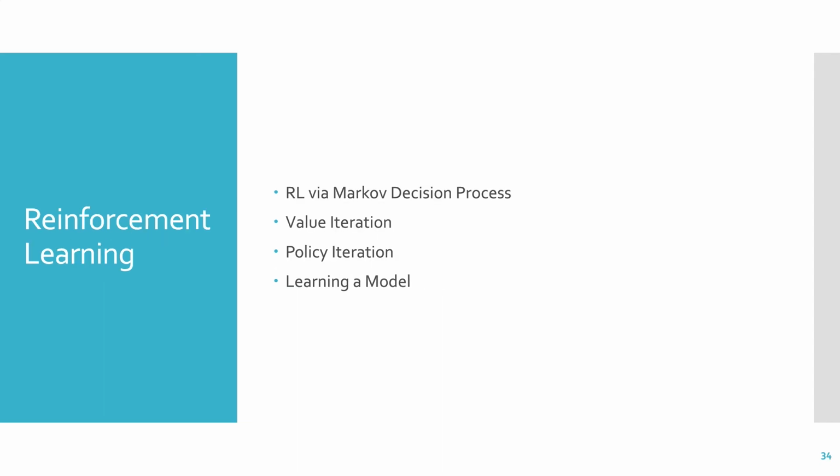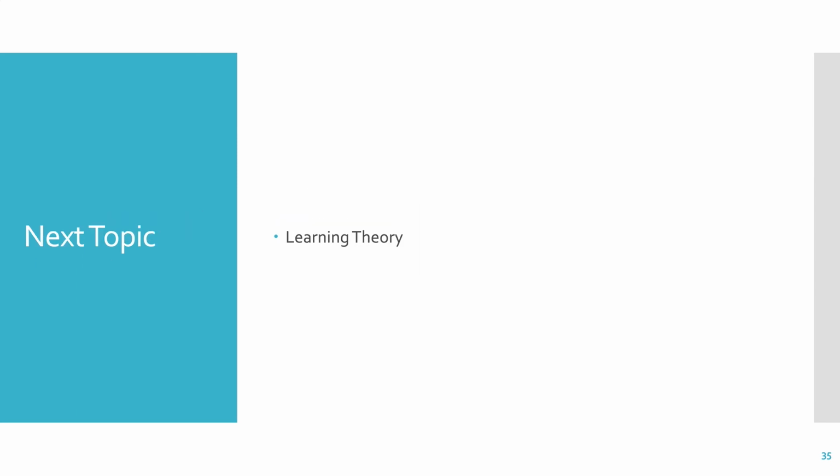This video covered reinforcement learning. We started by talking about reinforcement learning as a Markov decision process, and then we discussed value and policy iteration as means of solving our MDP. And then we discussed real-world problems where we have to estimate the reward and the transition probabilities in order to learn the model. The next topic will cover learning theory.